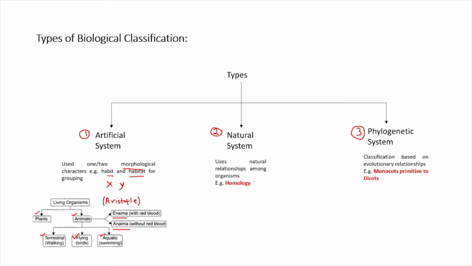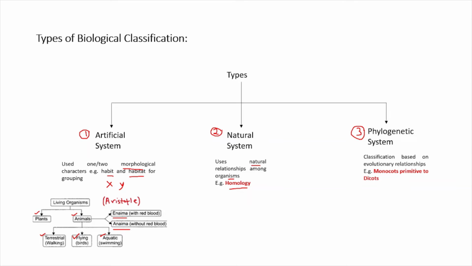Now, the natural system of classification uses natural relationships among organisms. Like you know about homology. It is the similarity in the structure, physiology, or development of different species of organisms. So it is the similarity among organisms on the basis of either structure or physiology.